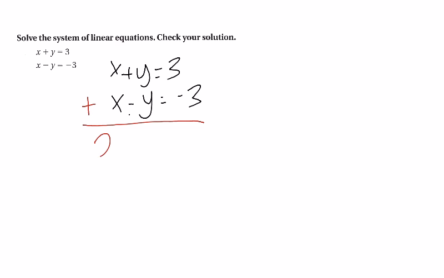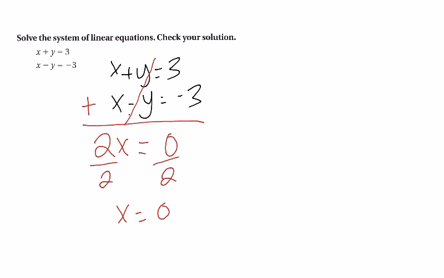So we should have 2x. The y's cancel out, and we're left with 0. In this case, we didn't lose our x, so we want to make sure we solve for it. We're going to go ahead and divide both sides of the equation by 2, and x is equal to 0.